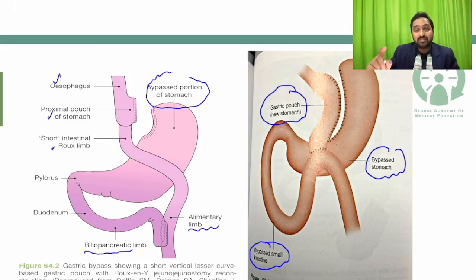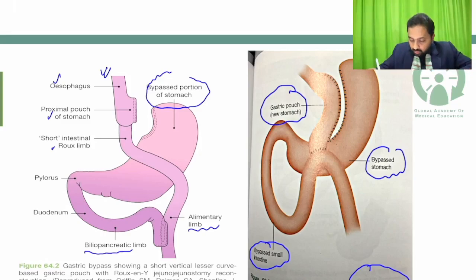So basically this is a one anastomosis thing, like a gastrojejunostomy reconstruction with the one anastomosis gastric bypass, right? So over here, sorry, in this one you have a short vertical lesser curvature, and in case of this you have a longer vertical lesser curvature, right? So this is the one anastomosis gastric bypass, omega gastric bypass, which is a recent gastric bypass.